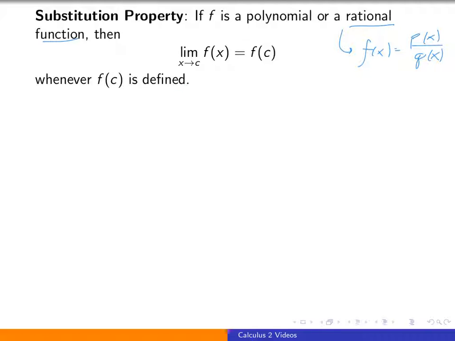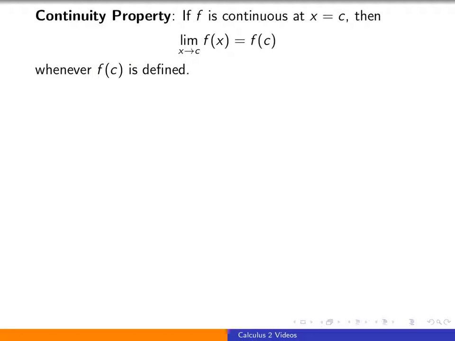And now it turns out there's nothing extremely special about being a polynomial or a rational function. The key thing to remember is that polynomials and rational functions are continuous. So essentially, we can restate this as the continuity property. If you have a function which is continuous at some input c, then in order to evaluate the limit, you simply plug in the value of c. And this really is nothing more than the definition of continuity at a point.